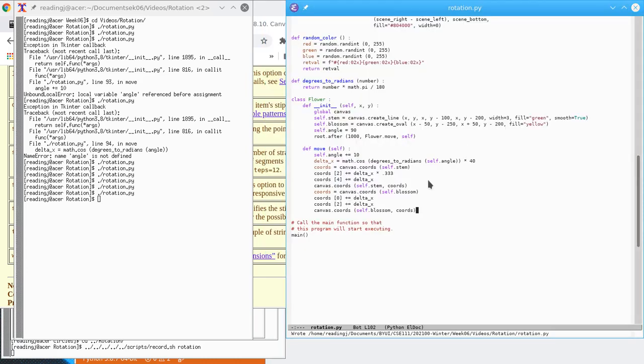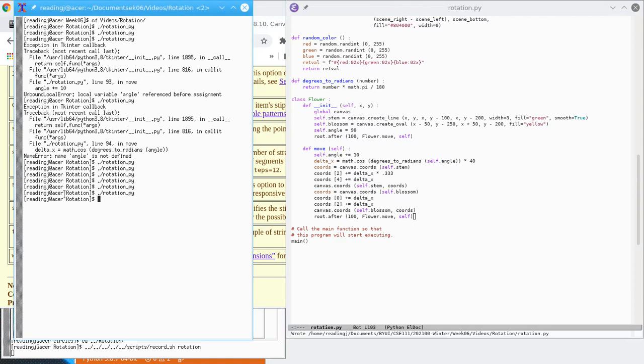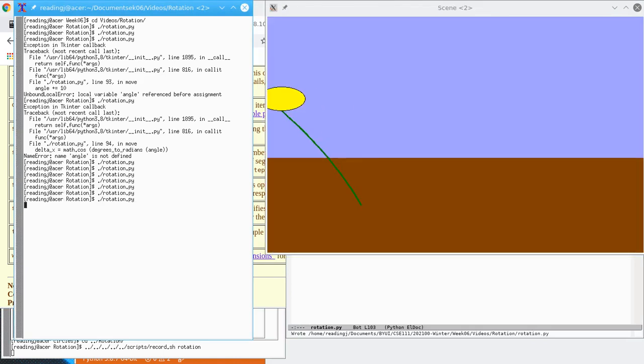So let's go ahead, and now we're going to keep calling this, right? So we're going to say root.after, and we're going to put this back to 1/10 of a second. See how bad that looks. 100, self.flower.move. So let's see what that does. Whoa! Well, he went a lot further to the left than I expected, and he didn't go back to the right.